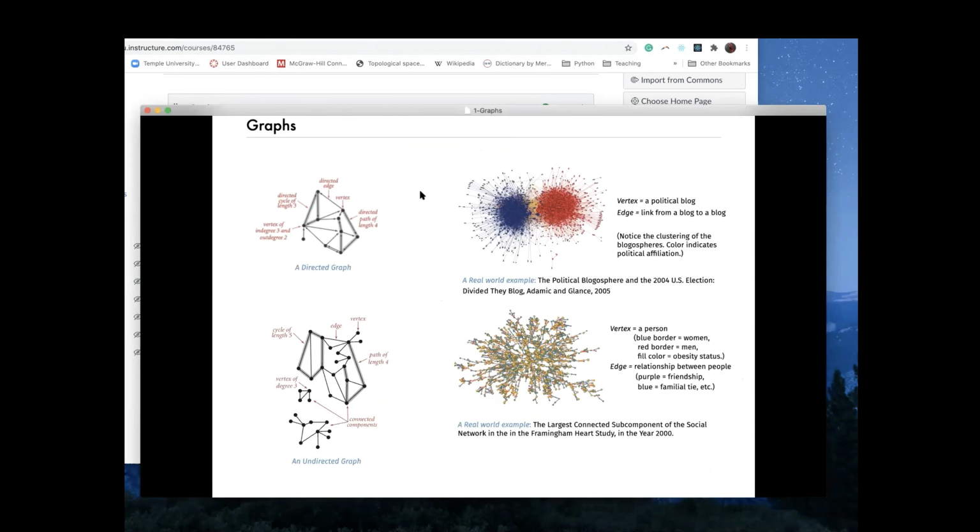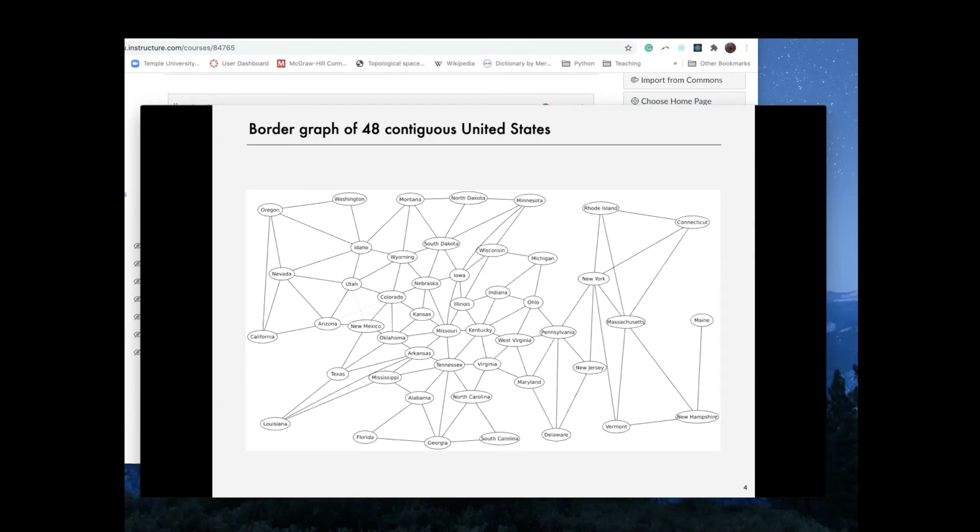Now, the vertices here represent states in the United States, and the edges are drawn between two vertices if those states border one another. For example, there is no edge between Vermont and Delaware because those two states do not share a border. Here, Vermont is drawn here. Here's a node that represents Delaware. But Maryland and Delaware are connected because they share a border, and so on. So you get the idea.